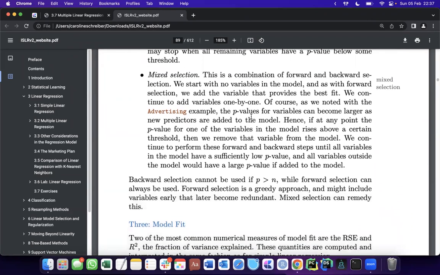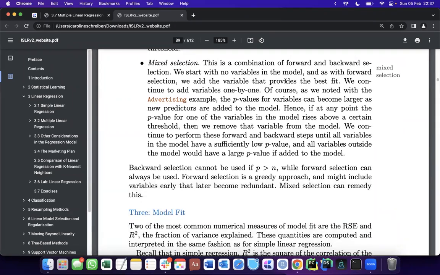And then we have our mixed selection, a combination of the previous two types. We first perform a forward selection, and you can continue to do that. But the p-values for the variables can become larger as they're added to the model. So if we add in a variable and we can see that its p-value is too large, larger than some predetermined threshold, we remove that. And that's, in essence, our backward step. So it's kind of maybe three steps forward, one back, that sort of thing, to get to our model that has our specified p-value threshold.